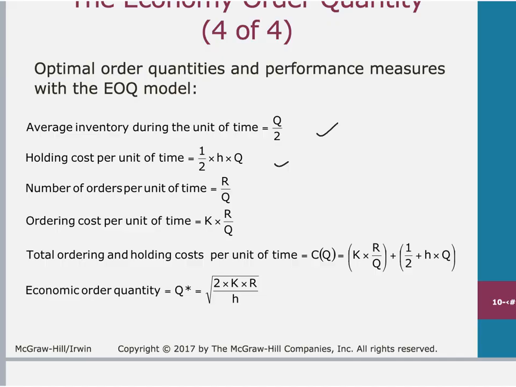The number of orders that you'll place in a period of time, let's say the year, is your demand divided by the quantity. Ordering cost is K times the demand divided by the quantity that you're going to order. Total cost is the holding cost plus the order cost, giving you total ordering and holding cost per year. And the big kahuna, your EOQ or economic order quantity, or Q asterisk, is equal to the square root of 2 times K times R divided by little h.